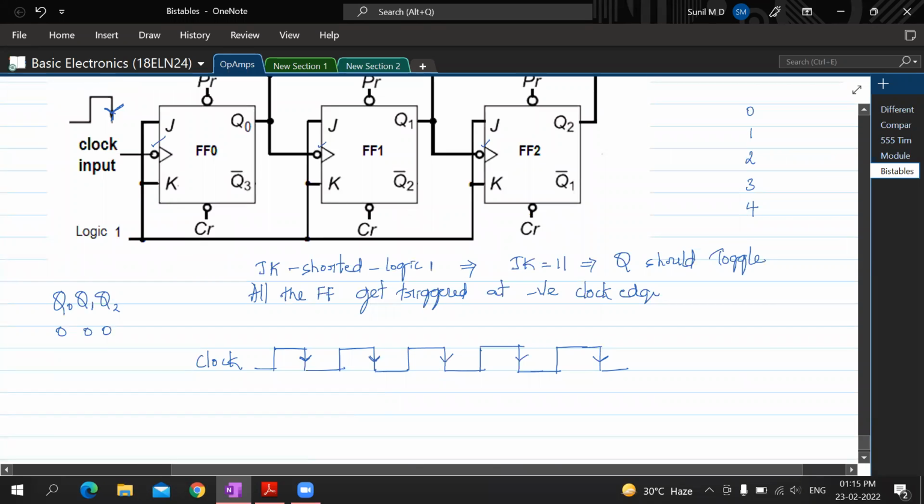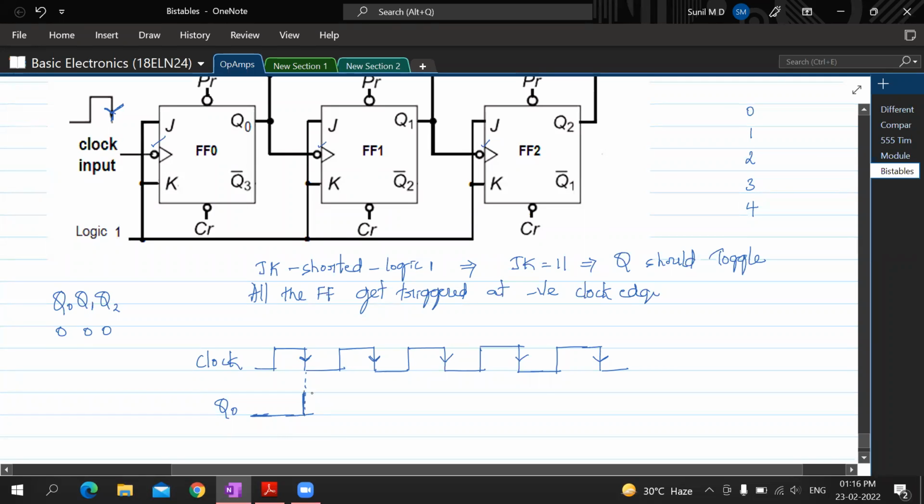Okay, so everybody just see here. So this Q0 is 0. Now, I'm writing Q0 now. Everybody just understand this, very important. This Q0 is 0 only till this point. What happens after this point? Can you tell me? What happens when there is a negative edge clock and JK equal to 1 1? What should happen to this Q0? Q0 should toggle, I said. So that means what should happen? 1. So at negative edge, it should become 1.